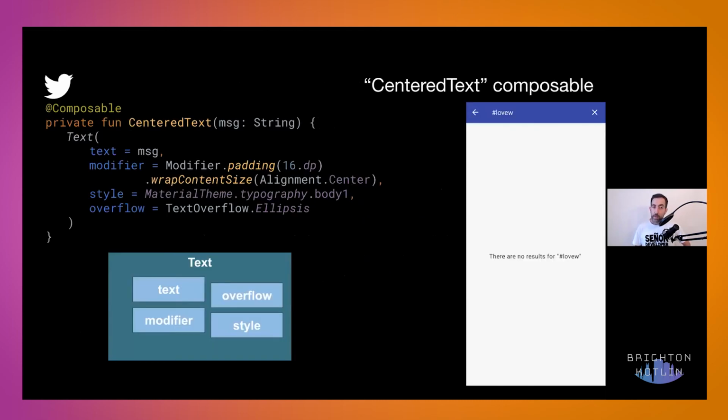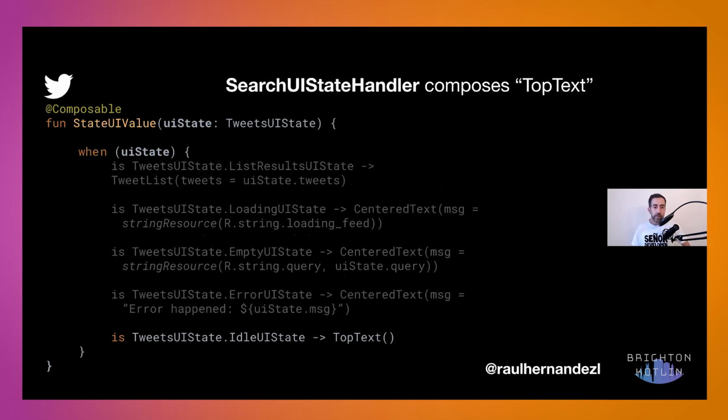Right, so this element can be reused very easily, and it's as simple as just having a text message and modifying it with the padding, the style of it, and the overflow. You want to have an ellipsis or something like that. Then for the latest item, it's actually the same. So the other UI state is basically a top text.